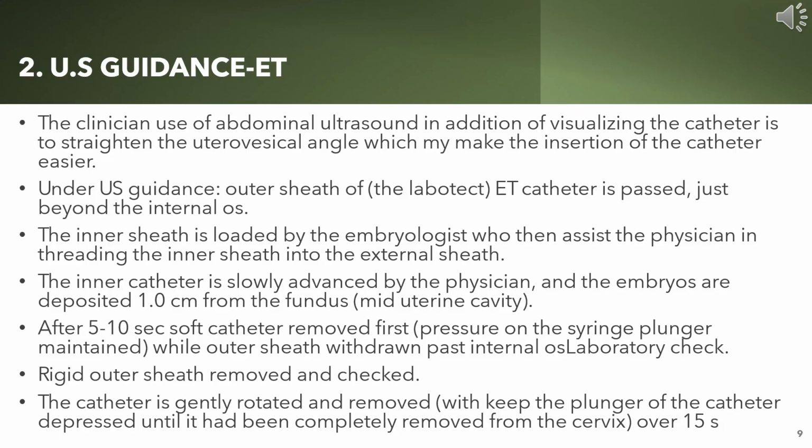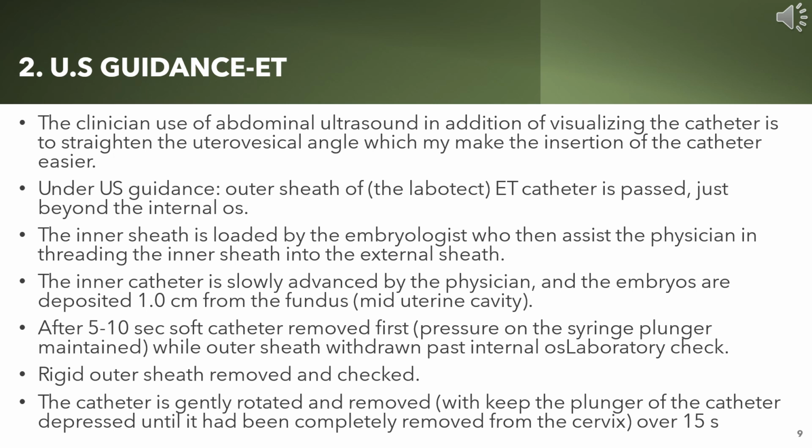US guided ET. The clinical use of abdominal ultrasound, in addition to visualizing the catheter, is to straighten the uterovesical angle, which might make the insertion of the catheter easier. Under US guidance, the outer sheath of the embryo transfer catheter is passed just beyond the internal OS.